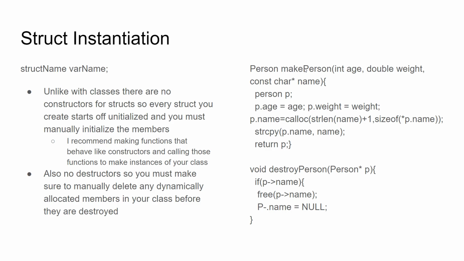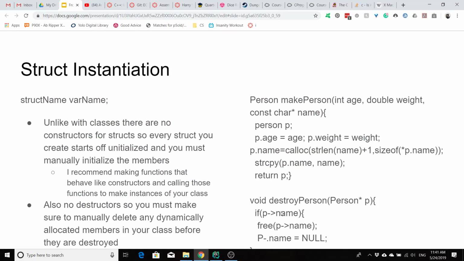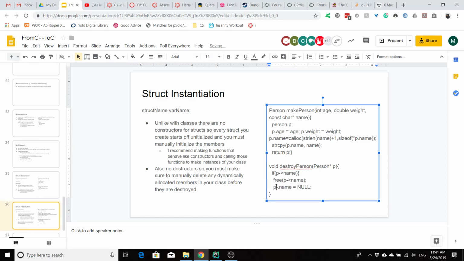So over here we have a make person function that takes in their age, their weight, and their name. Make a person p. Again, to access their members, it's dot, just like with classes. So we set their age, we set their weight. Then we make space for their name. Notice that I did strlen of the name plus 1, to make space for that null character, times the size of the character down here. And then I copied that name over into the space that I dynamically allocated. And then I'm able to return my person. So then I can go ahead and use my person to do whatever I need to. And then afterwards, we can destroy the person when we're done with them. We take in a pointer to a person. If that person had a name, we delete their name. And then we set their name to null. And that should have been e arrow. Does that make sense?